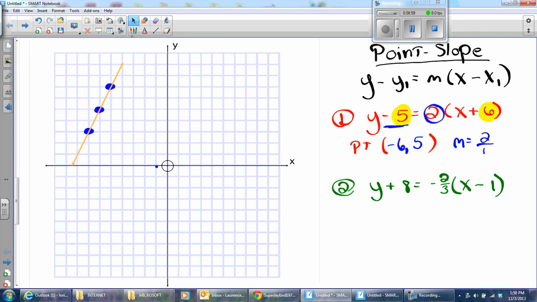Now the green one, very similar. I'm going to do my point, which will be the point (1, -8). I look there for my x-coordinate, change the sign. Look there for my y-coordinate, change the sign. My slope will be -2/3. So I plot (1, -8), which I believe is right there.